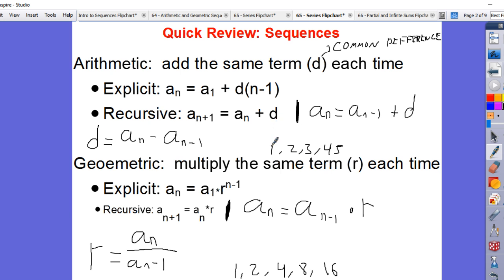A1 is 1 because 1 is the first term. D is 1 because you add 1 each time. So A1 is 1, A2 is 2, A3 is 3, A4 is 4, A5 is 5. Here, A1 is 1, A2 is 2, A3 is 4, A4 is 8, A5 is 16. Our R here, because this is geometric, is 2 because we multiply by 2 each time. 2 divided by 1 is 2, 4 divided by 2 is 2, 8 divided by 4 is 2, 16 divided by 8 is 2.